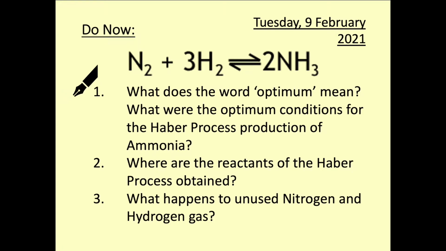So to begin with, you've got 3 retrieval questions for your Do Now activity, all linking to the Haber process that we looked at last lesson. You have the equation for the reactions that happen during the Haber process, showing the nitrogen and hydrogen combining in a reversible reaction to form ammonia. So please pause the video whilst you have a go at those questions.